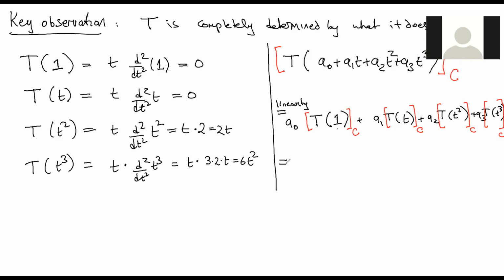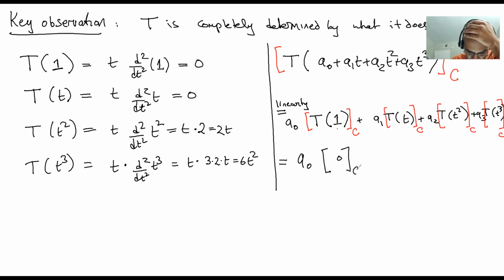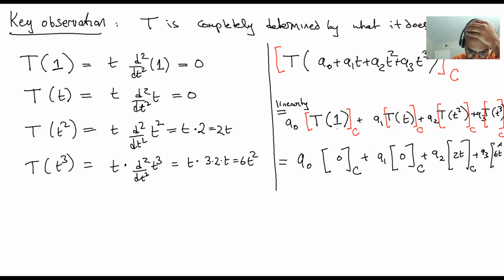Would you put all the a's in a column? Yeah, exactly. And now you can legitimately, well, okay. Let's actually write down what these T's are, right? So this is a0 times the coordinate vector of 0, plus a1 times the coordinate vector of 0 again, plus a2 times the coordinate vector of 2t, plus a3 times the coordinate vector of 6t squared.